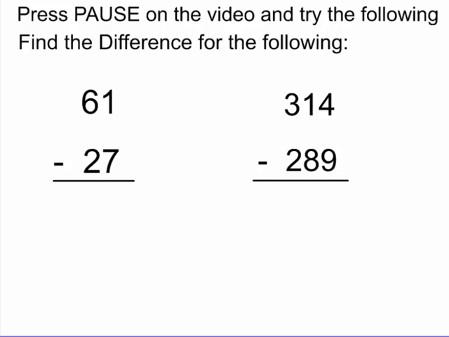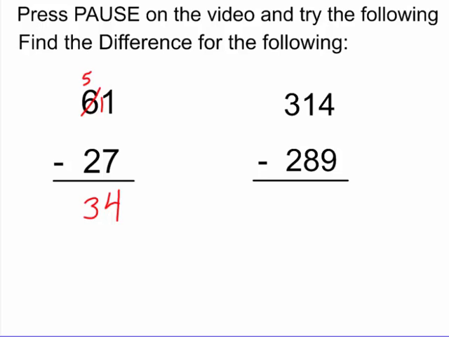Right away, I can see in the ones column for the first question that if I subtract 7 from 1, I'm going to end up with a negative number. So I am going to borrow 1 group of 10 from the 6 up here. I'm going to create my 11 in the ones column on the top. So now I have 11 minus 7. I end up with 4 in the ones column. Then I'm looking in my tens column. I have 5 groups of 10 minus 2 groups of 10. And I'm left with 3 groups of 10, or a final answer of 34.